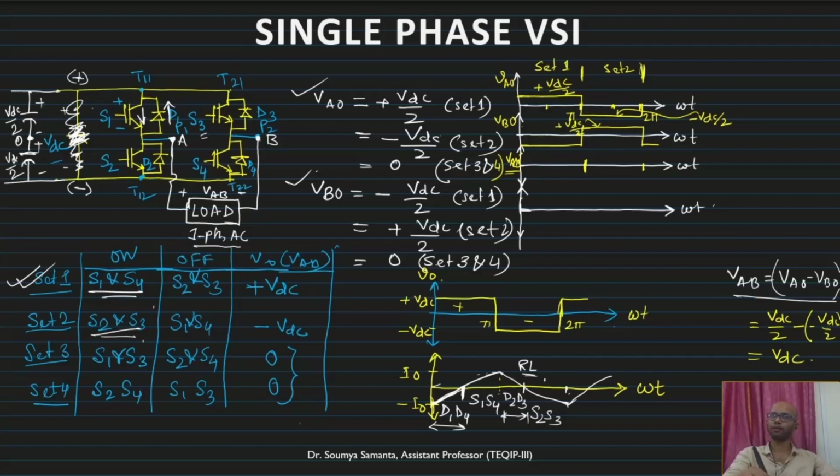So what we are getting in VAB? We are getting, suppose, the positive VDC. Then similarly what will happen there? This is the minus VDC by 2 and this is minus of plus VDC by 2. So we will get both minus, minus VDC here. This is minus VDC, this is plus VDC. So you are getting plus VDC and minus VDC. That is the same waveform. This is what we have got here. Just the same thing we are getting.